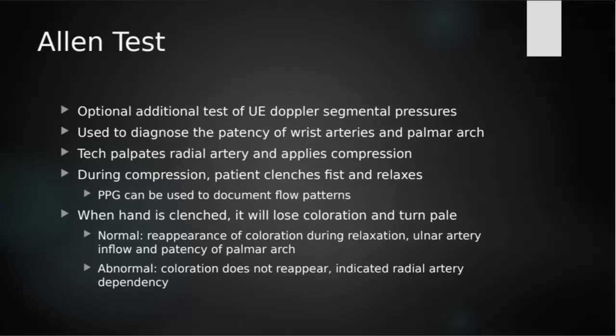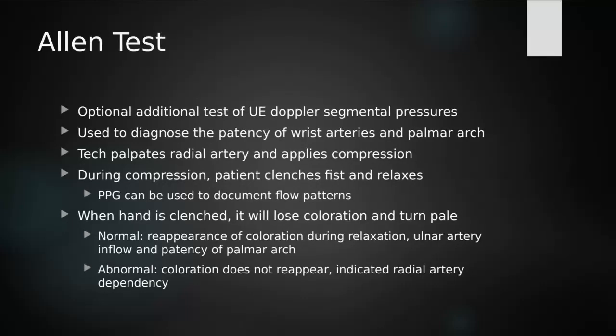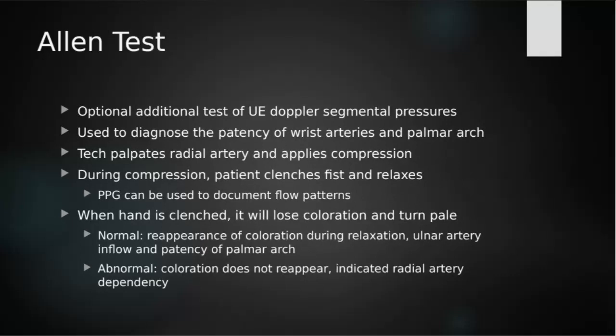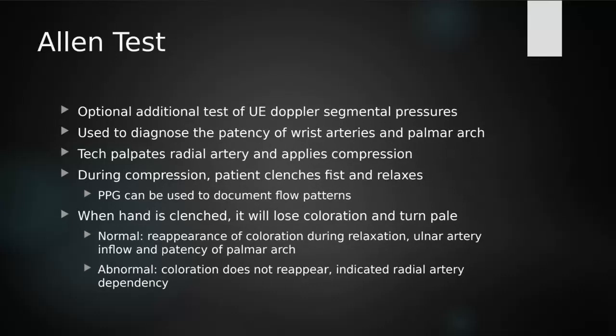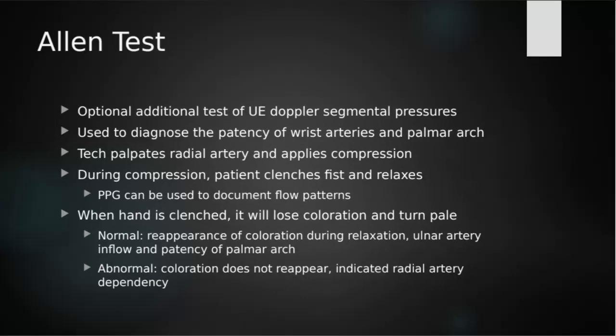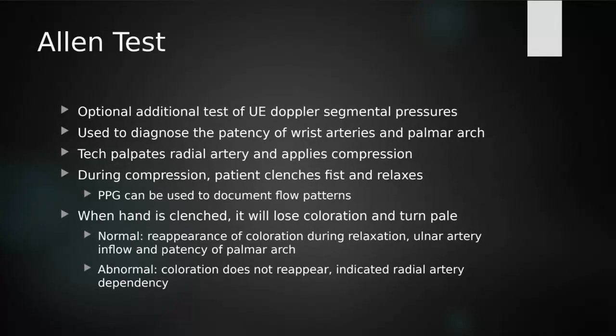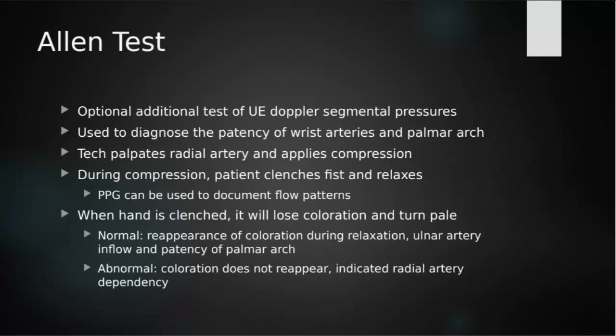Next, we have our Allen test. This is actually a kind of cool test that some clinicians will still perform. It's an optional way to test the upper extremity arteries for patency. So is the patient having finger numbness, tingling, turning blue, turning white? If so, is it arterial? Is it nerve? Is it neuropathy? Is it arthritis? So there's one way that we can perform this to see if it's vascular.